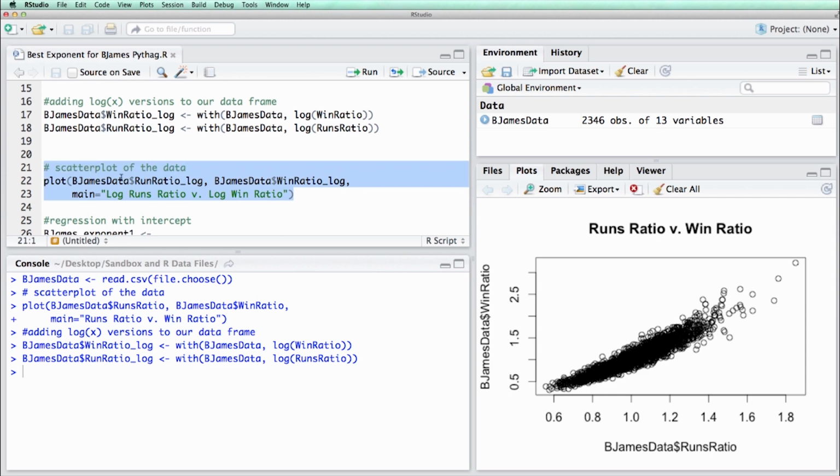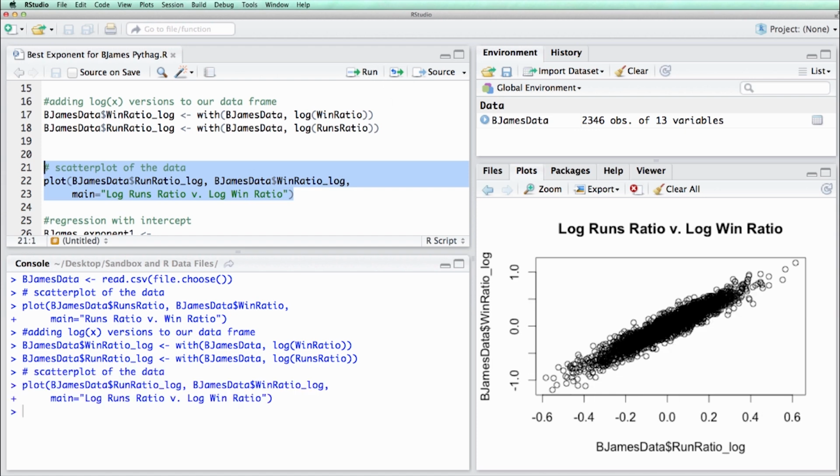What this scatter plot does is look at the run ratio log and the win ratio log, and that's a new scatter plot. That looks a little bit more linear, and when I look at 0, 0, it's right about where the cursor is, the arrow tip of the cursor. That's 0, 0. And that might be a zero intercept, but it looks like a much straighter line. Let's get that line of best fit.